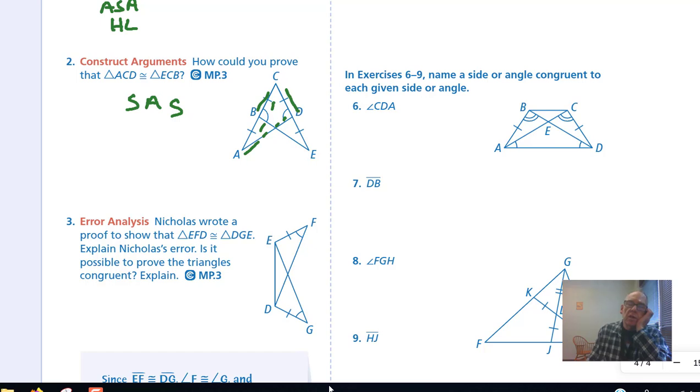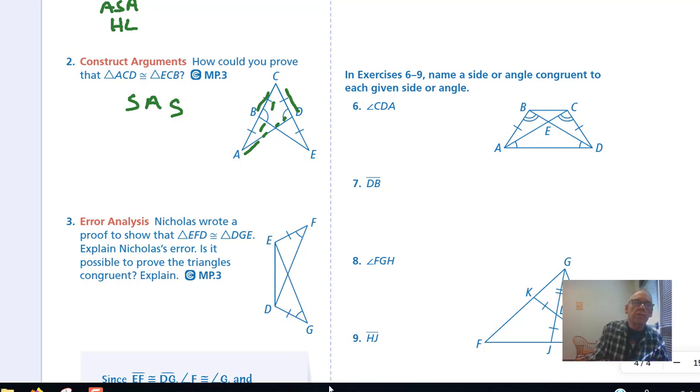And then the top angle is congruent to itself. That gives us the A part. And then going the other way with the other sides, this side is congruent to this side here. So it gives us side angle side.